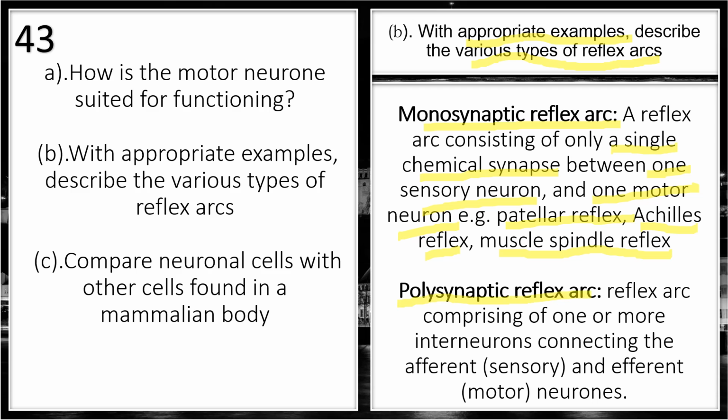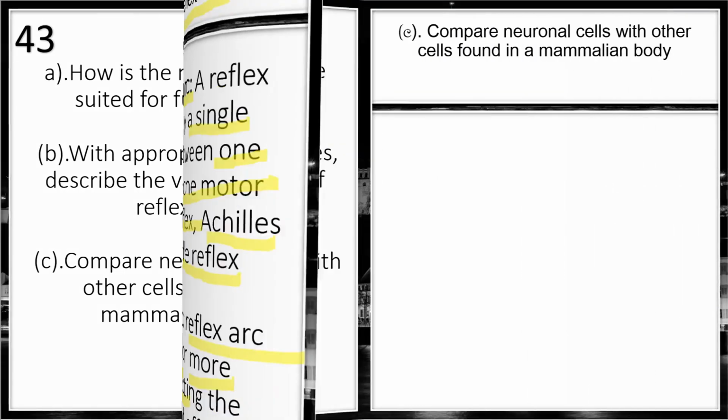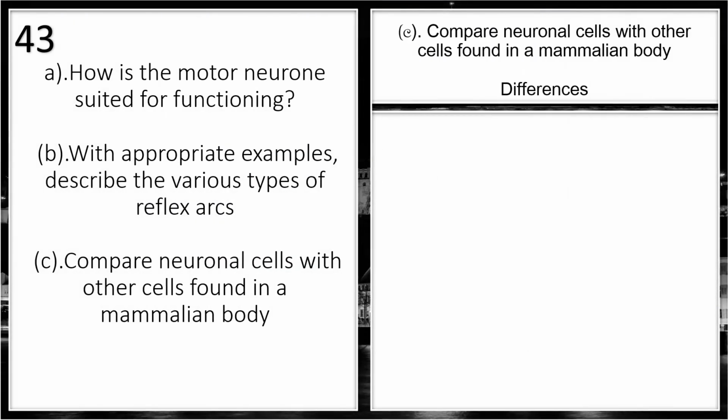Polysynaptic reflex arc. This is a reflex arc comprising one or more interneurons connecting the afferent sensory and efferent motor neuron. Compare the neural cells with other cells found in the mammalian body. Part C, we shall first look at the differences.